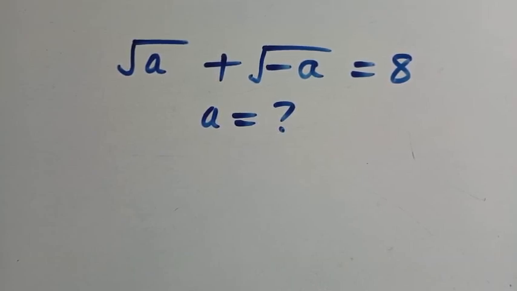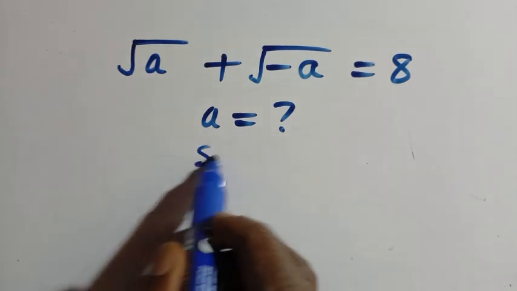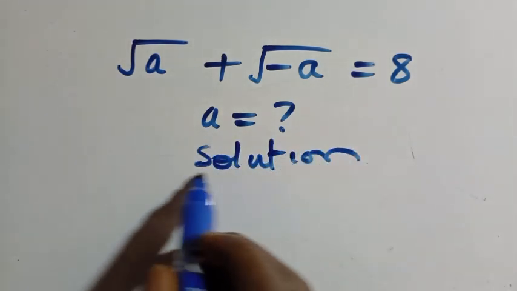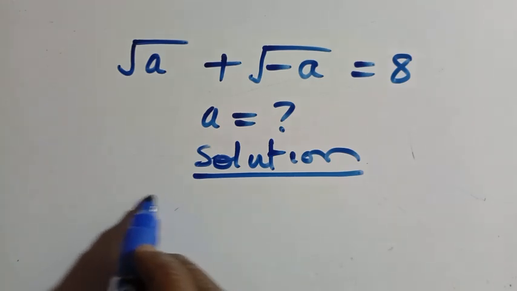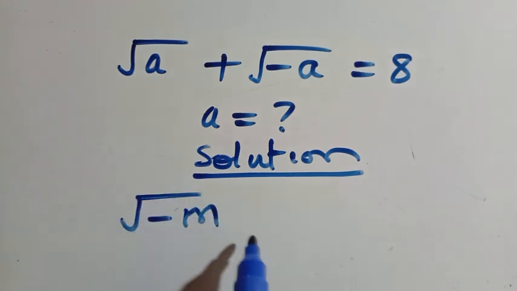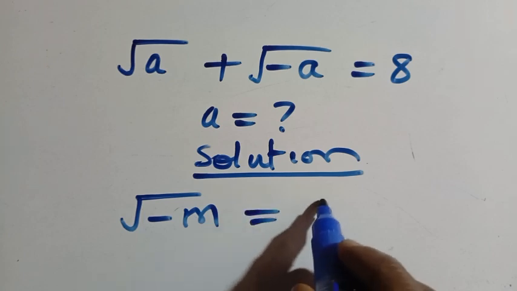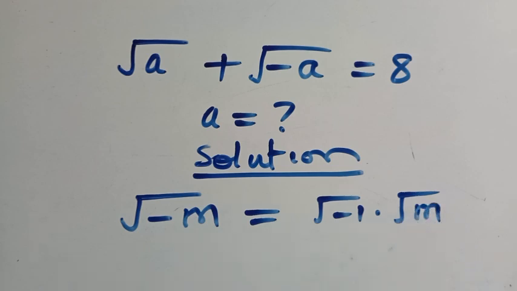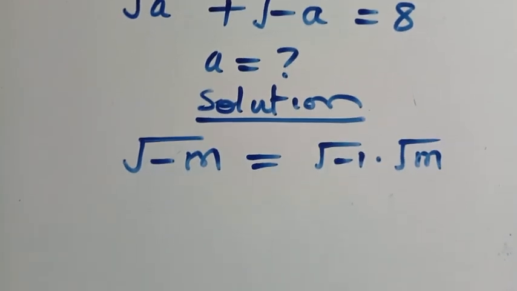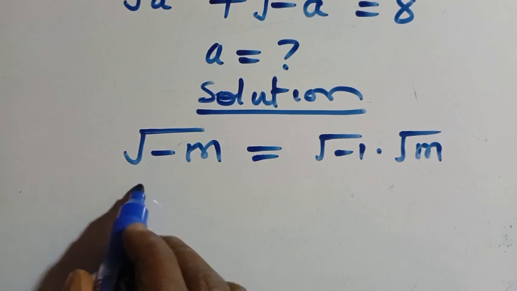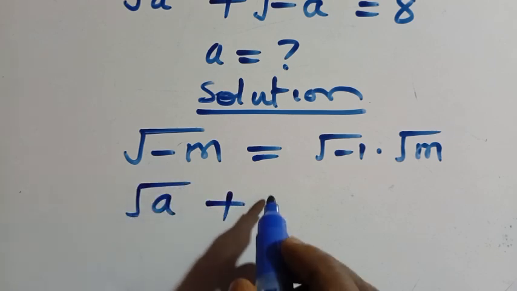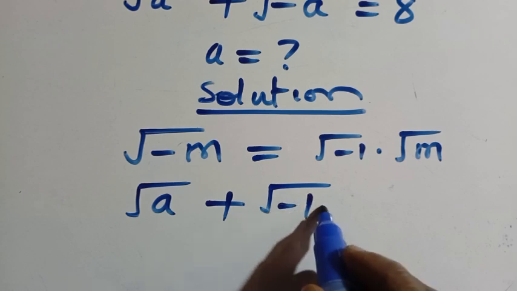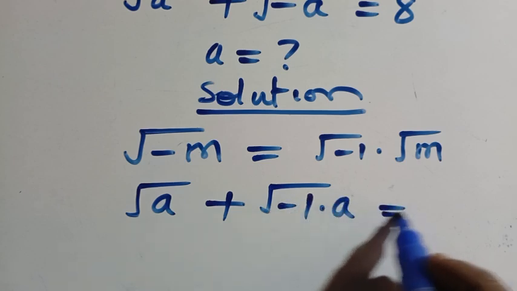How to solve these nice algebraic equations where we have root a plus root minus a equals 8. So let's start from here. So we have a solution. And suppose we are given the square root of minus m. So this equals square root of minus 1 multiplied by square root of m. And from the given problem, we are going to apply this rule. Then we have square root a plus square root of minus 1 multiplied by a equals 8.